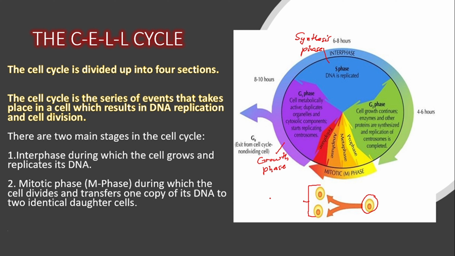Okay, daughter cells. Okay, so that daughter cells are a result of one cell having completed the whole cell cycle, right? This whole diagram, it has completed it and it has generated 2 new cells.